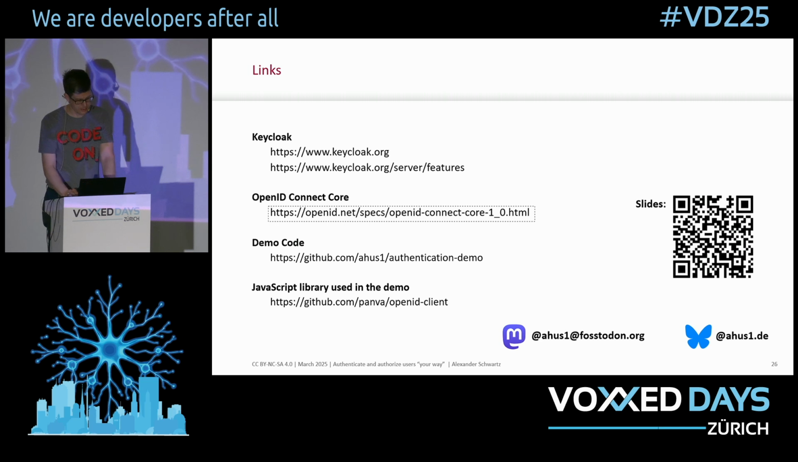The demo code is all online on my personal GitHub repo. The JavaScript library I used in the demo is the Panva OpenID client, which also supports the latest, let's say, advanced techniques like PKCE and also DPoP, proof of possession. I've done other demos on that. If you're a Java developer, there's the Nimbus SDK. I should have put a link in here. The Nimbus SDK is something that you can really use to interact with an OpenID Connect server in a good way. And I did other demos with that. It worked very well with Keycloak and as well with other OpenID Connect providers.